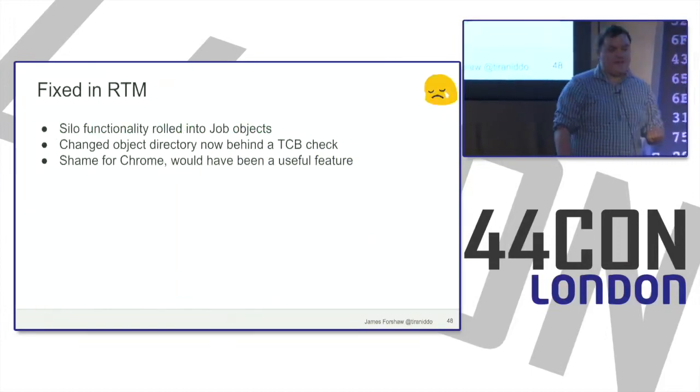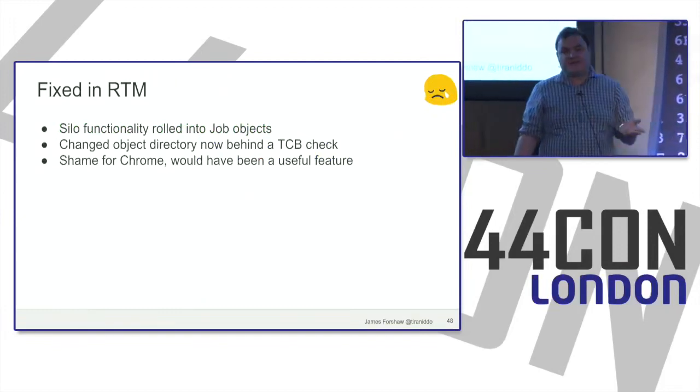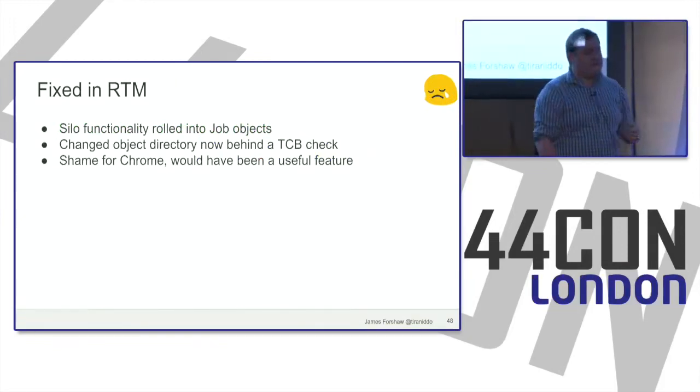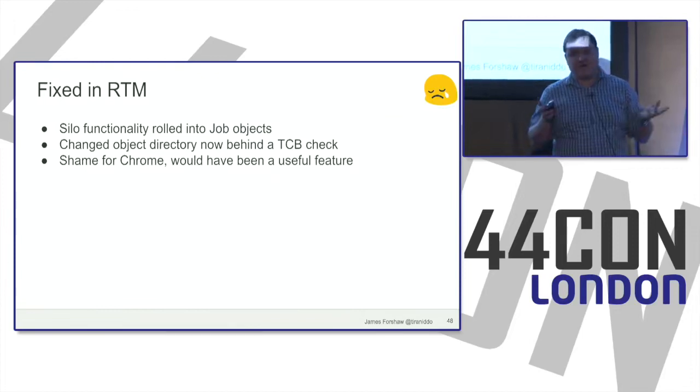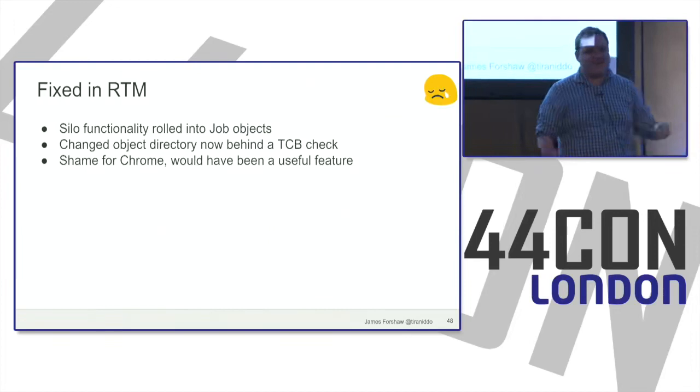But sadly, before RTM, it was fixed. So silos were very much a transitional thing. And even though it kind of looked pretty concrete and pretty fixed, they disappeared and got merged into normal job objects. So all this effort of trying to find a cool exploit for this vulnerability was totally wasted.